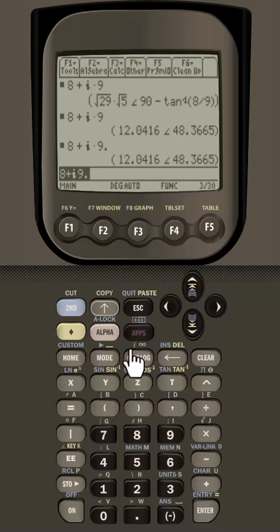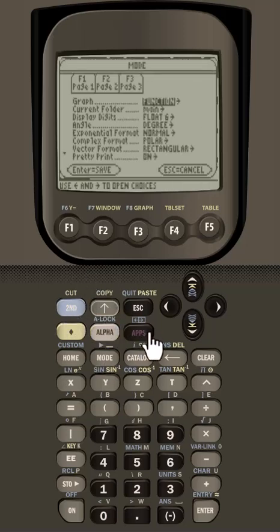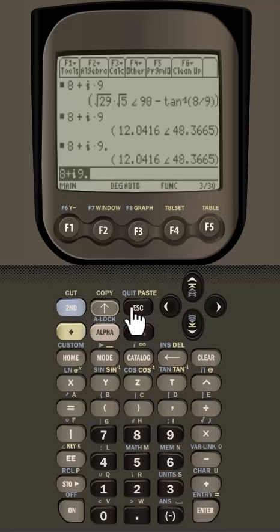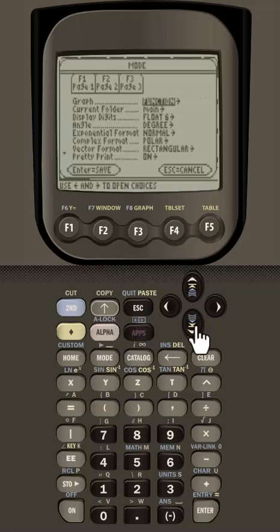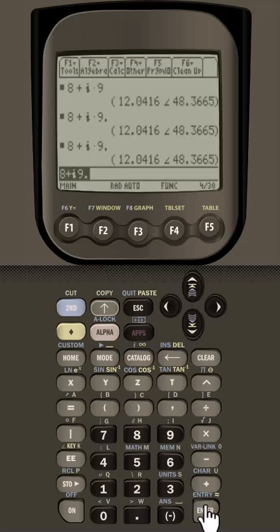Okay, now what would happen if I had this in radians? It would still give it to me in polar format, but did I not press enter? I did not press enter. Radians, enter, and then enter again to save.